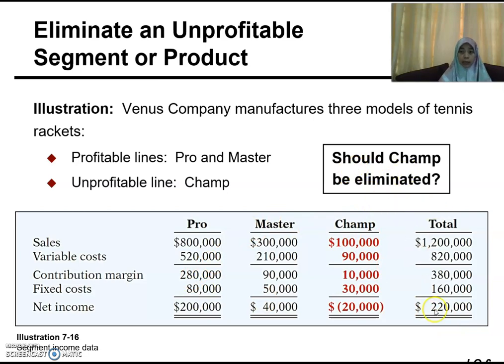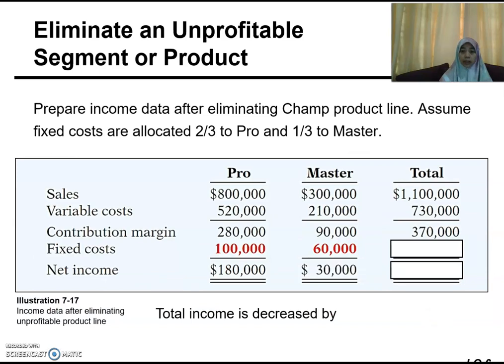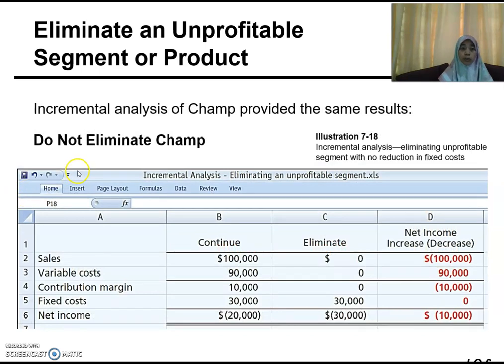Should Champ be eliminated? So you look at the total decrease in your net income. So your total income will decrease by 10,000. So in that case, you do not eliminate Champ, because your net income will decrease by 10,000 if you eliminate Champ. So you can do the incremental analysis of Champ. You can get the same results or the same decision. If you continue, what happens to your net income? If you eliminate, what happens to your net income? The net income will decrease in this case by 10,000. So your decision is do not eliminate Champ.